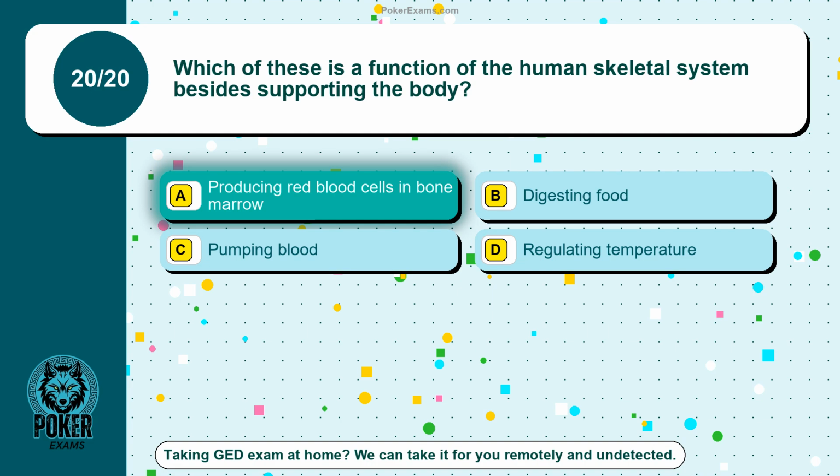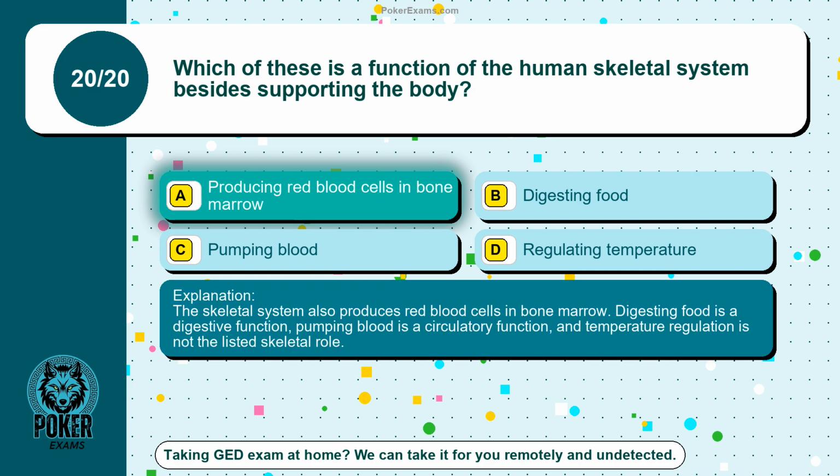The correct answer is option A. Producing red blood cells in bone marrow. The skeletal system also produces red blood cells in bone marrow. Digesting food is a digestive function, pumping blood is a circulatory function, and temperature regulation is not the listed skeletal role.